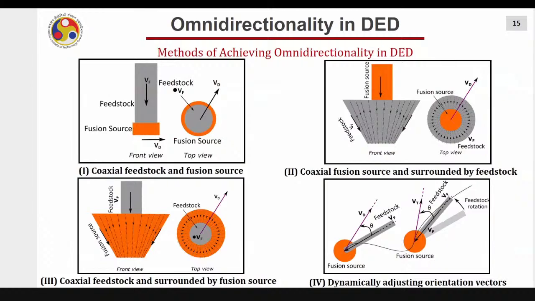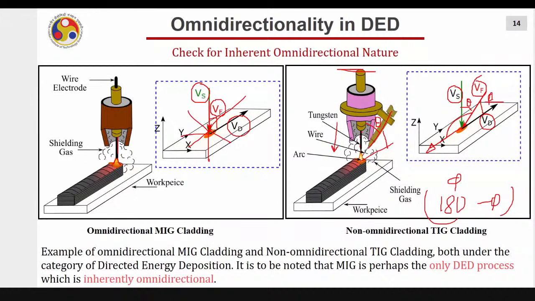So the point is, DED processes are the same except for MIG welding. Now you can replace this tungsten with the laser also. You can replace it with electron beam. You can replace it with plasma. So in other words, I can say only MIG welding is the one in which Vs and Vf are coaxial and perpendicular to Vd, and hence inherently omnidirectional. But other than MIG, there is no DED process based on the other four processes that is inherently omnidirectional. We have to make it so. Let us talk about them in detail.